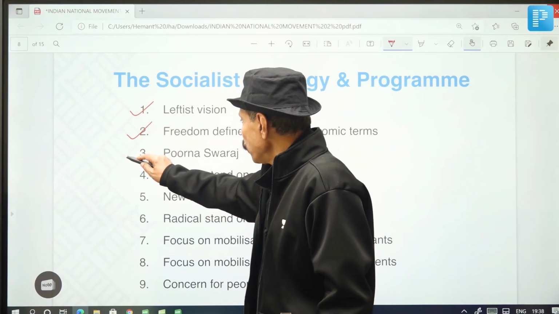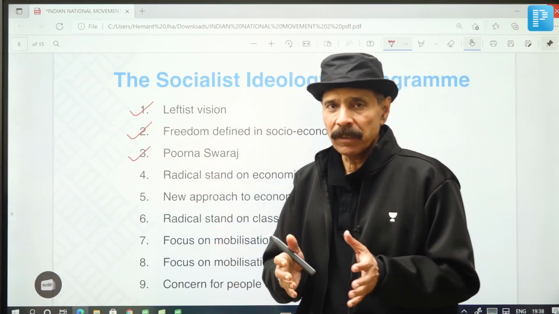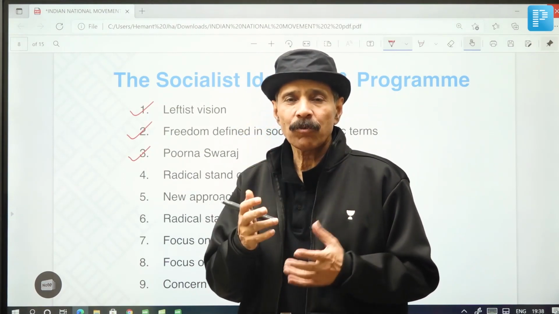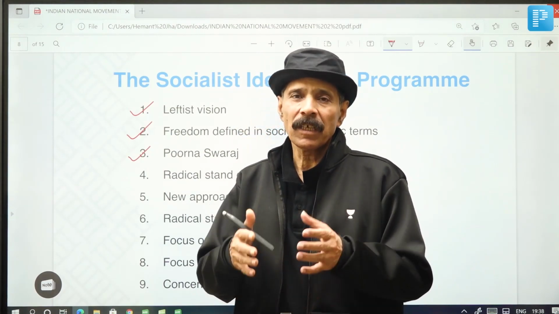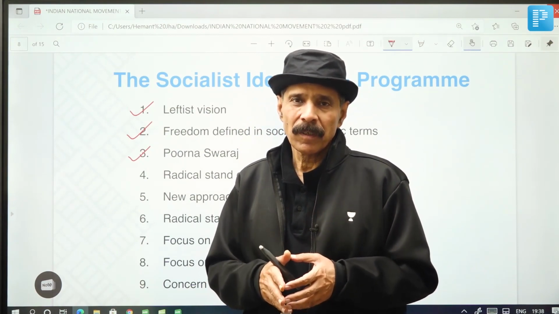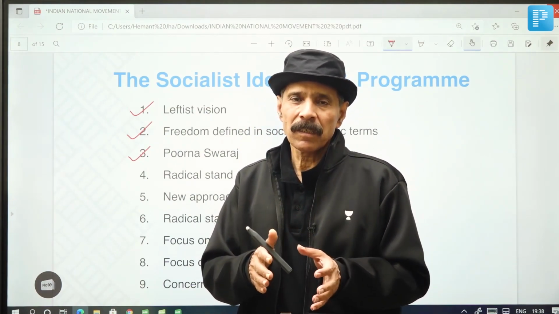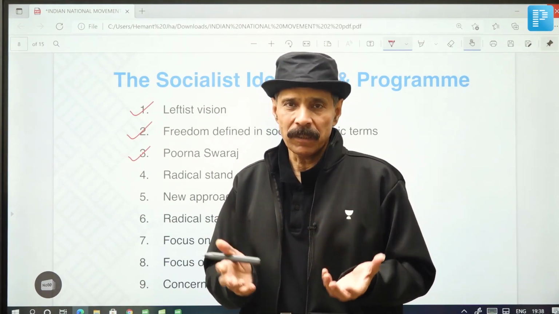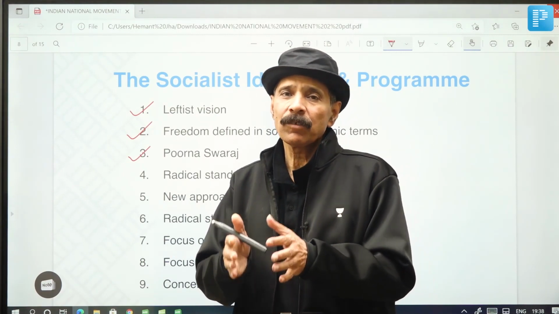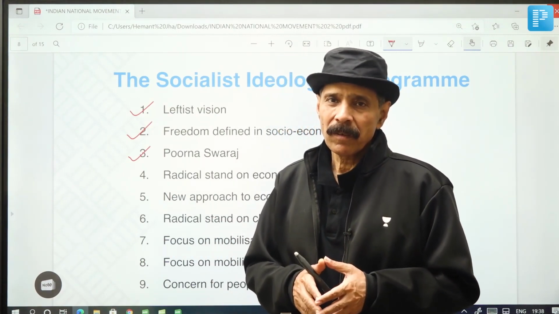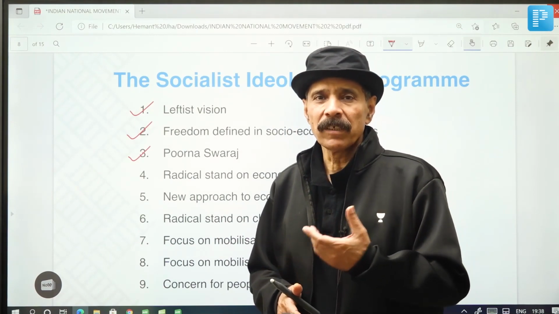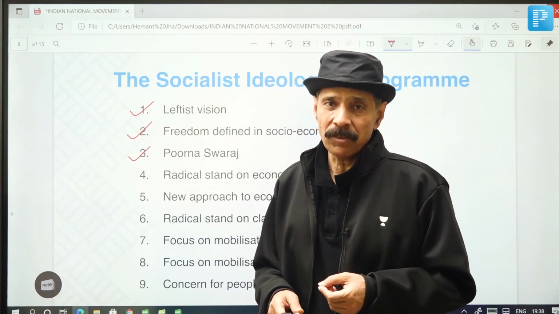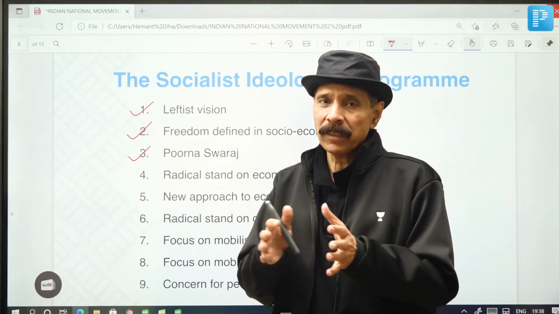Next is Purna Swaraj, that means complete independence. The goal of the non-cooperation movement under Gandhi was Swaraj, that means self-rule or self-government. Government by the people of India, but under British sovereignty. Purna Swaraj refers to complete independence: self-rule plus sovereignty as well. So socialists were the first who raised this idea. Gandhiji was not in favor of Purna Swaraj at this time. But finally, he too accepted this.